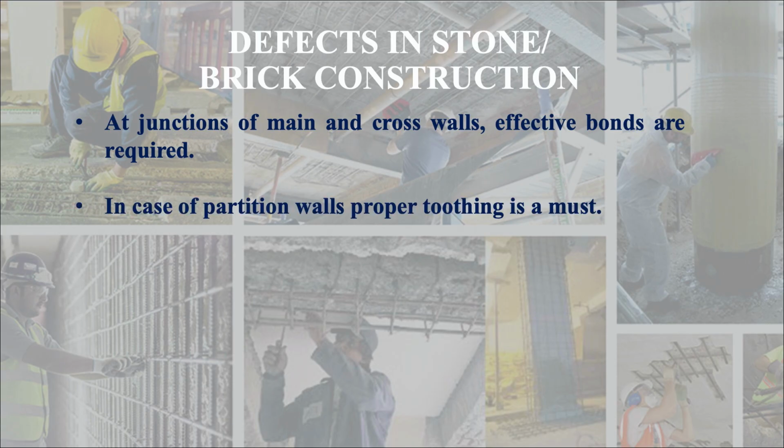In case of partition wall, proper toothing is a must, because it is the way of joining the two walls. So when you are providing the partition walls, then this should be done by the process of toothing. It will ensure the proper connection between the two walls.